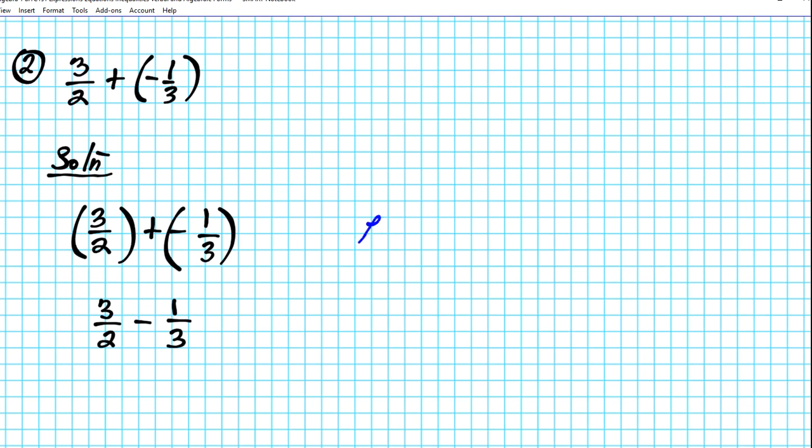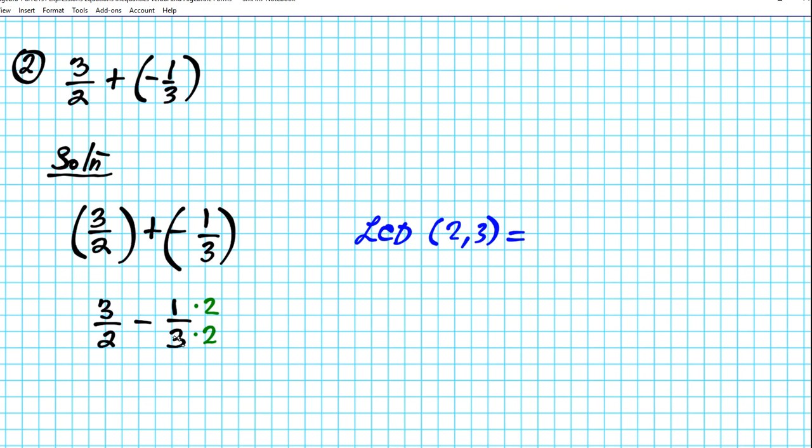What is the LCD of 2 and 3? That's the question. LCD of 2 and 3. Alright, let's take a look at the fractions we have here. The fraction on the left has a 2 in the denominator. The fraction on the right does not. So we'll multiply by 2 top and bottom.